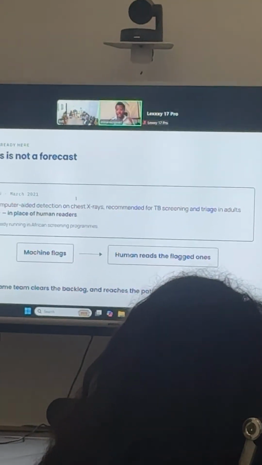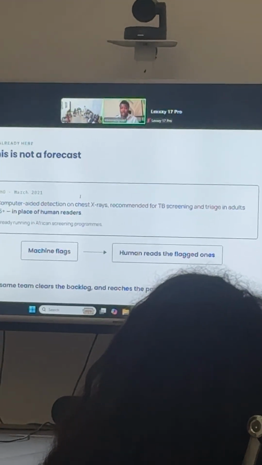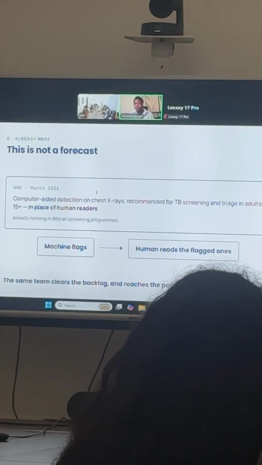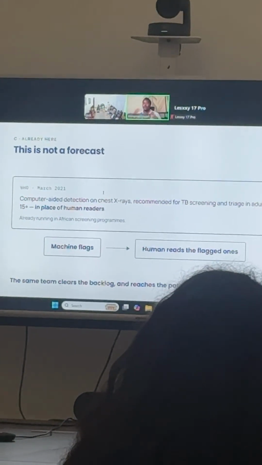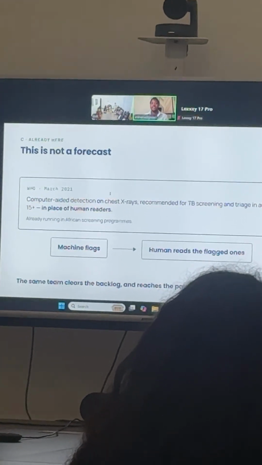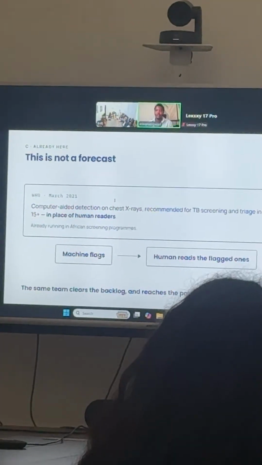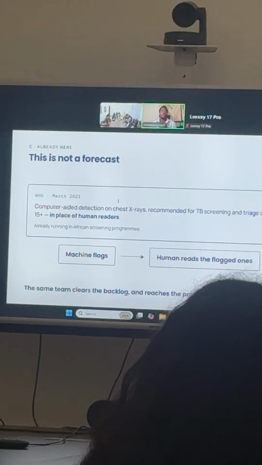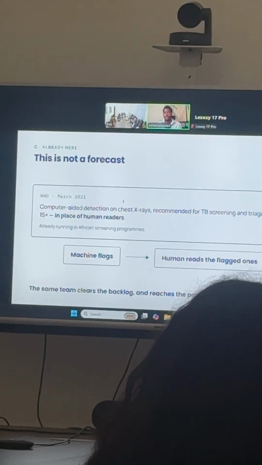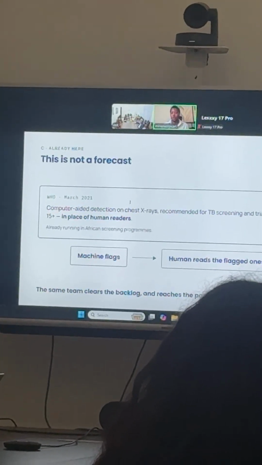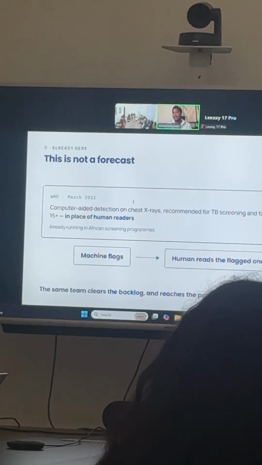Computer-aided detection of X-ray systems is already prevalent and working, and the WHO and the Red Cross actually suggest that something like TB screening in adults 15 plus should use AI or machine learning.